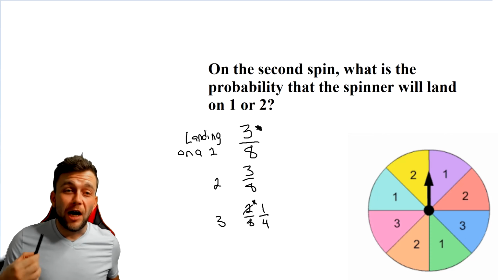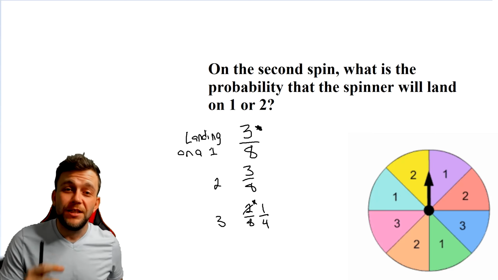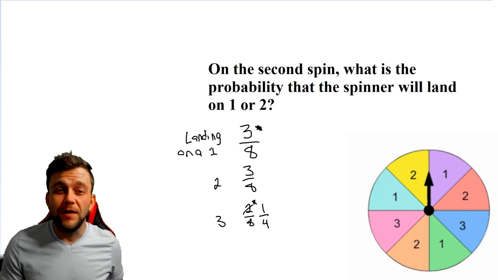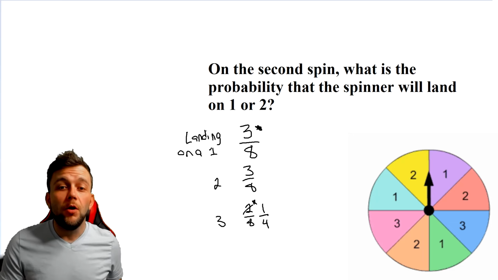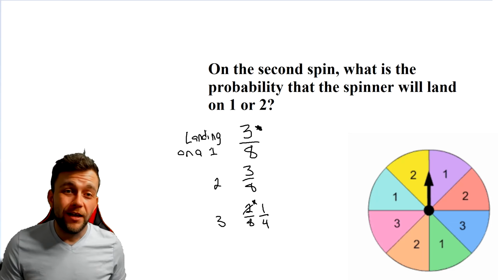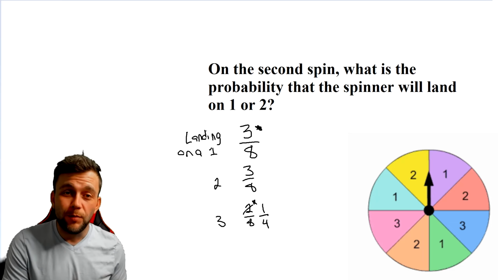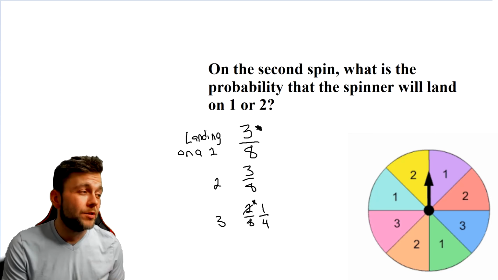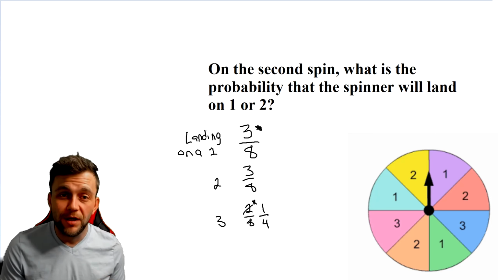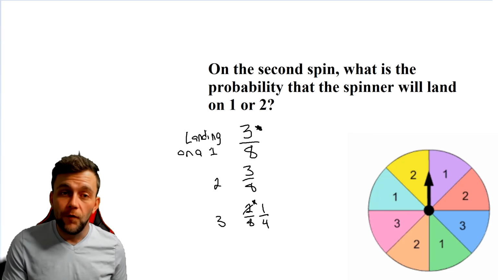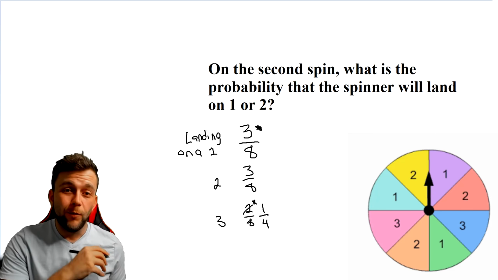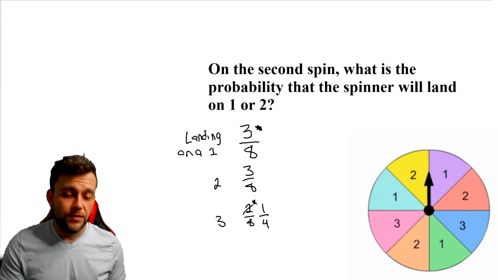Now we have our next question, which is on the second spin, what is the probability of the spinner landing on a 1 or a 2? And this is why I have written out the probabilities before even going to the questions. You know that it's going to be a probability-based question, so write out all of the probabilities first. That way, it's a lot easier to do this stuff.